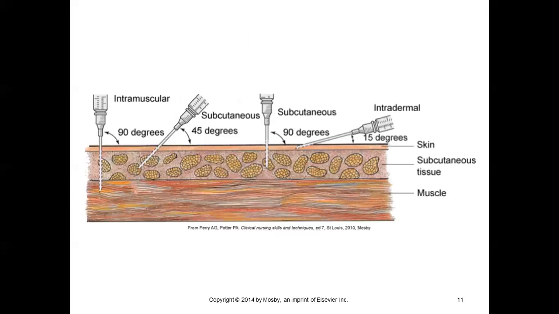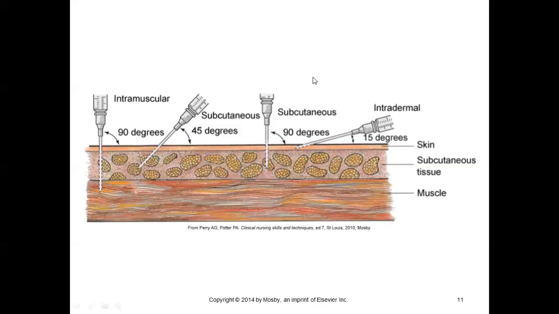In this picture, there is a beautiful way to explain the different injections. This is a 90-degree angle, called intramuscular. 45-degree is basically subcutaneous. Sub-Q is 45 degrees basically, and intradermal is 15 degrees.